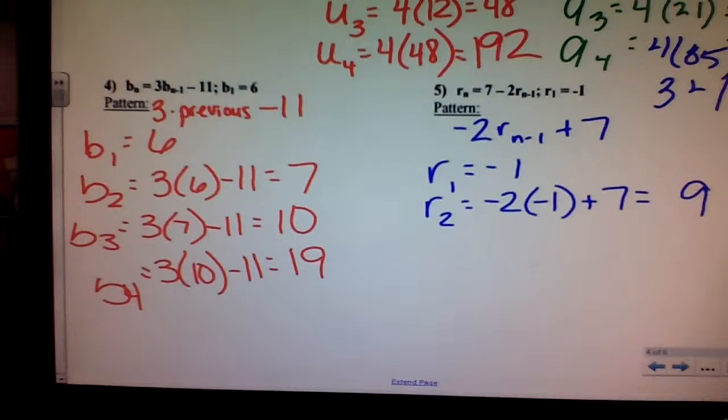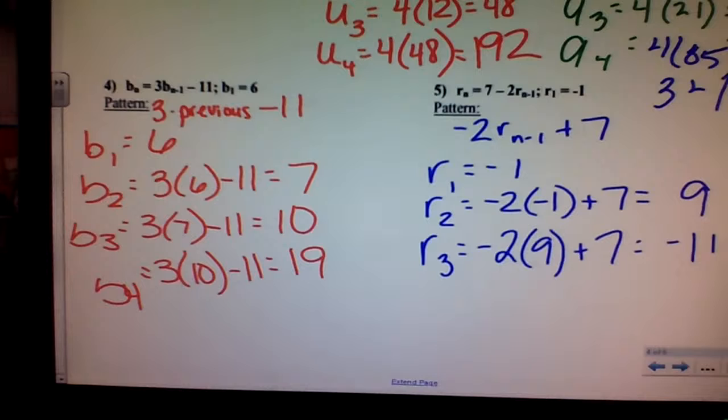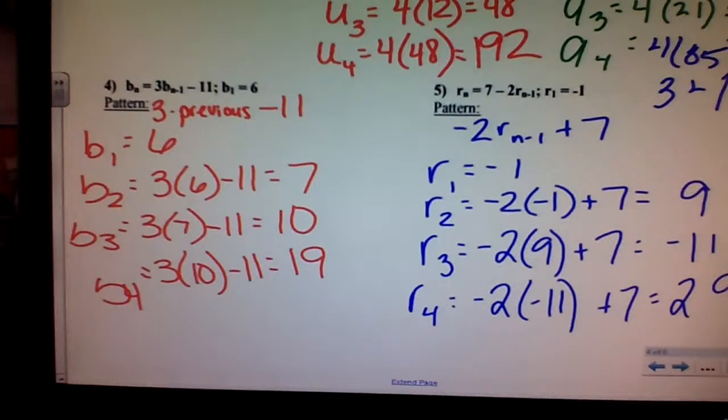The problem is I get a lot of kids that go 7 minus 2 is 5 times -1 is -5. They want to do that subtraction first instead of following order of operations. You always do multiplication first. But people don't pay attention and they just roll with it. You can't forget Aunt Sally. So -2 times 9 plus 7 is -11. And -2 times -11 plus 7 is 29.